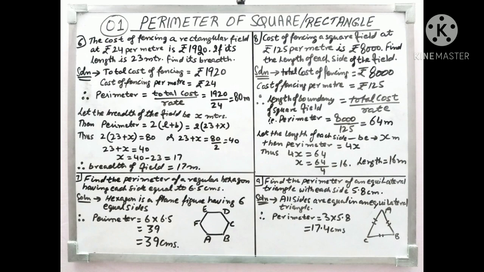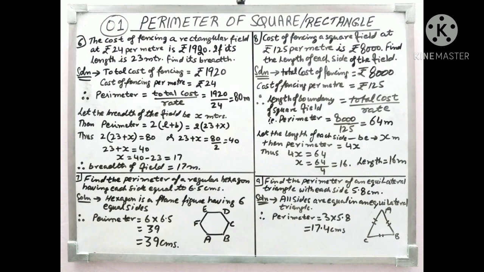So we will find the perimeter of the field as total cost divided by the rate of fencing. So we get the calculation as rupees 1920 by rupees 24 per meter. So finally we get the answer as 80 meters, right? So now we have got the perimeter of this field.